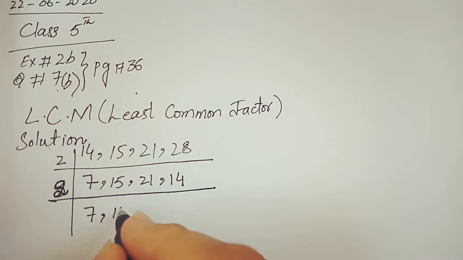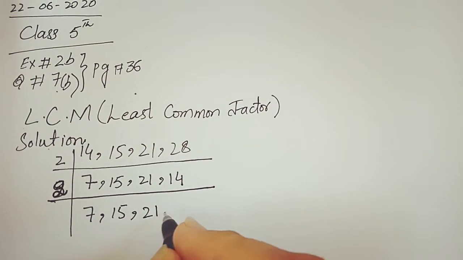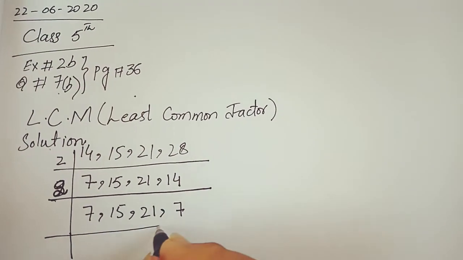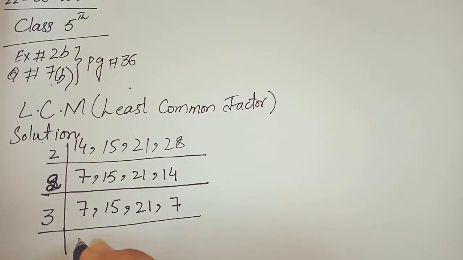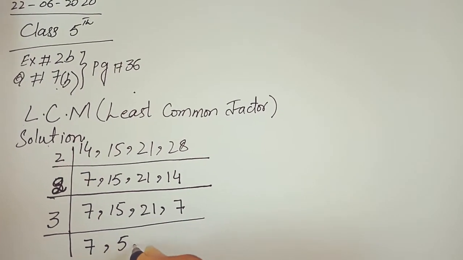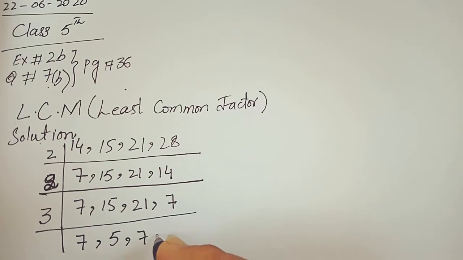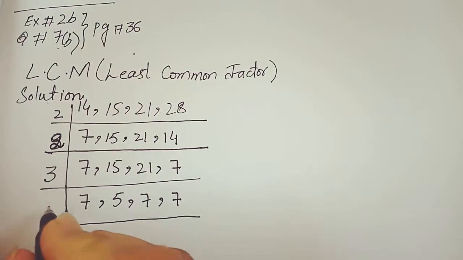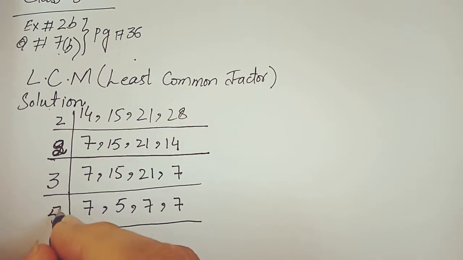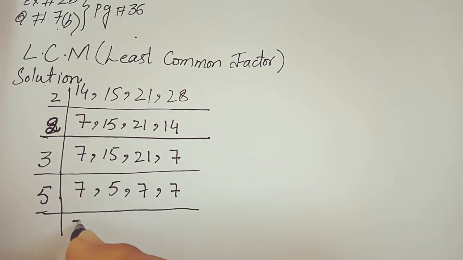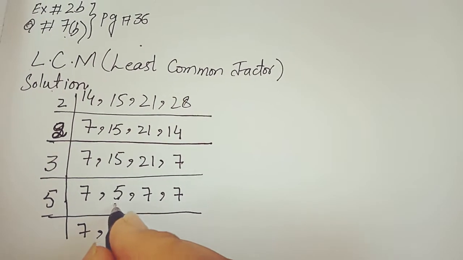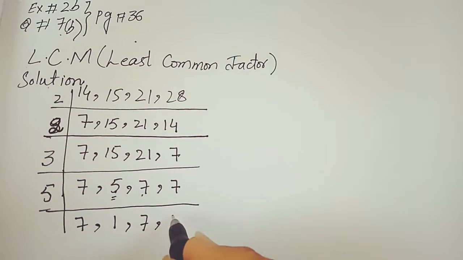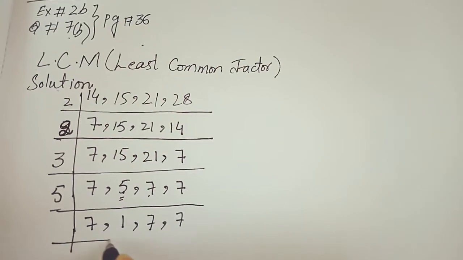7 will remain over here, 15 will also remain over here, 21 will remain over here, and 2 sevens are 14. Now see, 3: 7 is here, 3 fives are 15, 3 sevens are 21, and 7 is here. Now come to the 5. 5 will divide only this 5, 5 ones are 5. The other two terms will come down as they are.